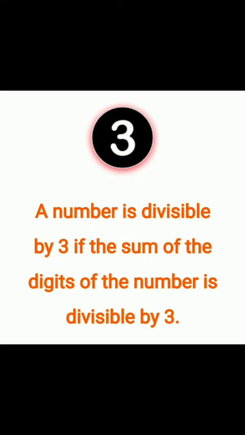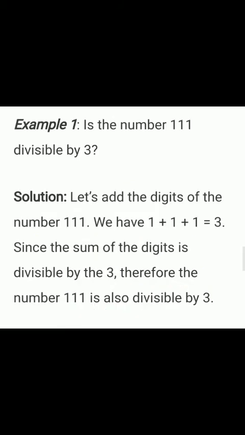A number is divisible by 3 if the sum of the digits of the number is divisible by 3. Again, I'll repeat, a number is divisible by 3 if the sum of the digits of the number is divisible by 3. For example, is the number 111 divisible by 3? Let us add the digits of the number 111. We have 1 plus 1 plus 1, which is 3. Since the sum of the digits is divisible by 3, therefore the number 111 is also divisible by 3.